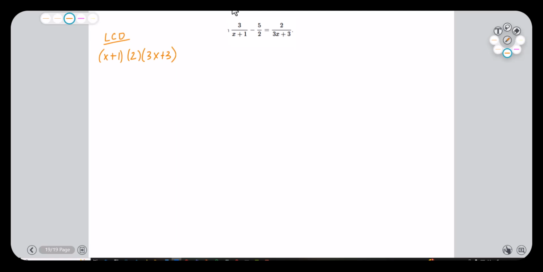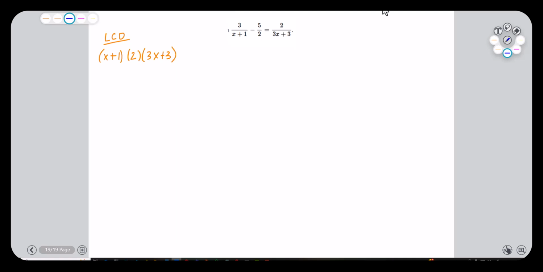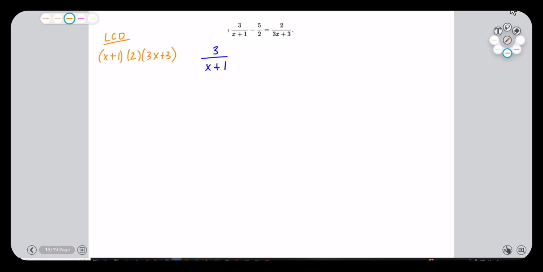You might notice something here that you could pull a 3 out, and then this would be x plus 1, but I'm not going to go crazy and do anything with that because of the way things cancel. So what this says to do is it says to take each one of these. So I have 3 over x plus 1. I am going to multiply that by x plus 1 times 2 times 3x plus 3.